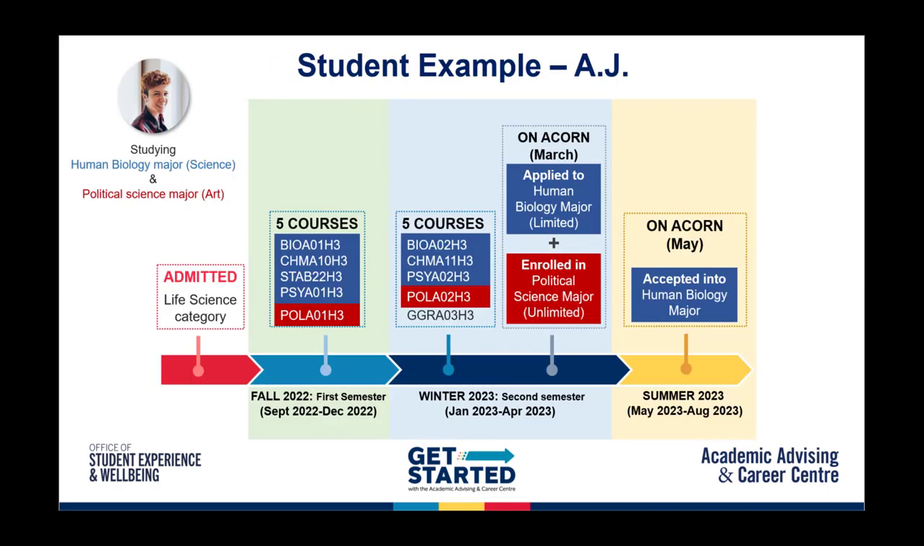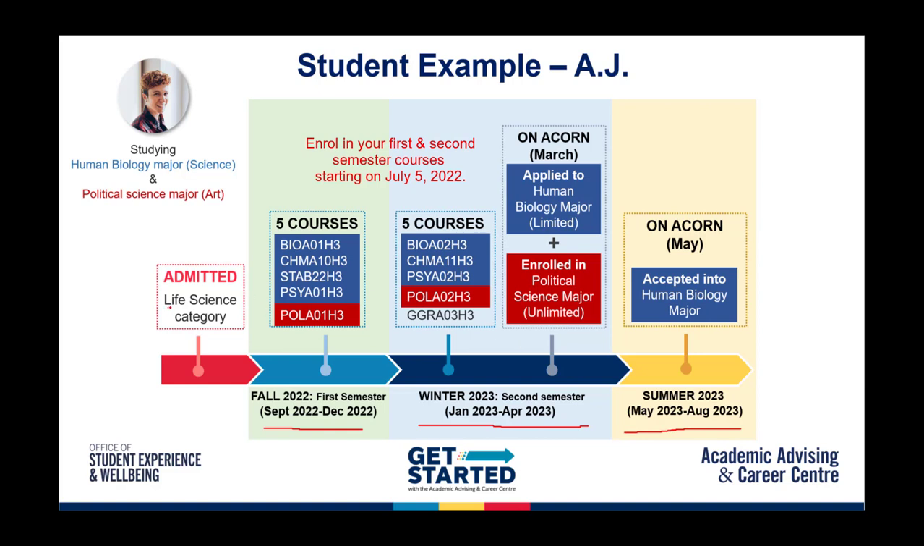So here's an example of a first-year student schedule. UTSC offers 3 semesters. The fall semester lasts from September to December. The winter semester lasts from January to April. And the summer semester lasts from May to August.